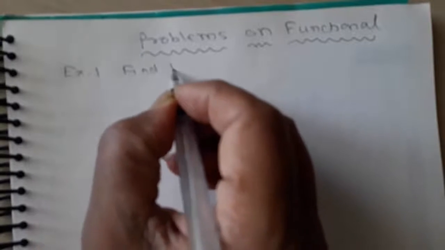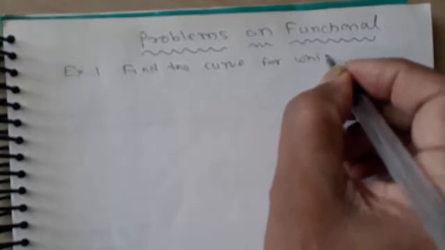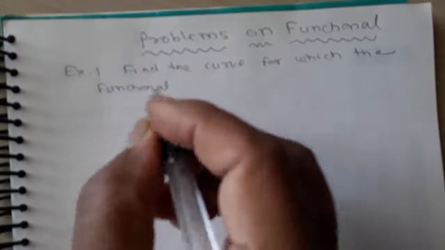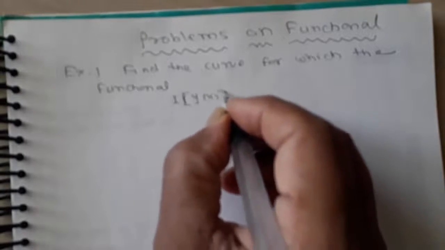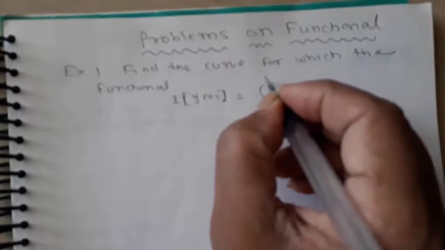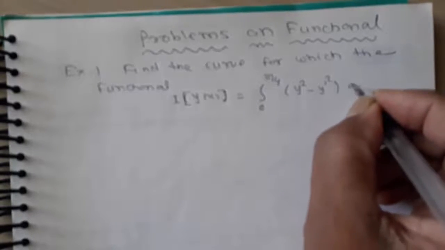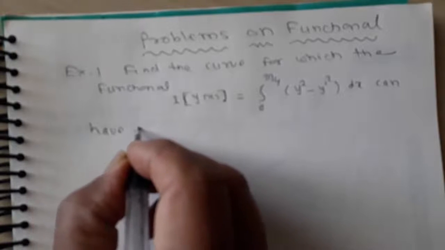In this video, we shall solve some problems on functionals. Our first problem is: find the curve for which the functional I[y(x)] equal to integral 0 to pi by 4 of (y square minus y dash square) dx can have extrema.